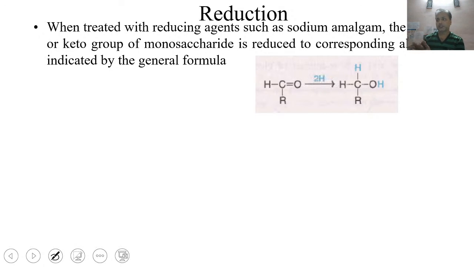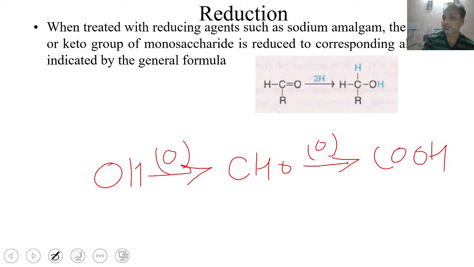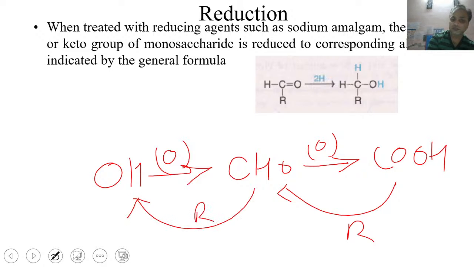The second important characteristic feature of the monosaccharides is their reduction. Again, in glucose we had an OH group. I had told you that if you oxidize this one, you will get an aldehyde, and if the aldehyde is oxidized, you will get COOH. Now this will give you this one by reduction, and this will give you that by reduction. Now in glucose, either you have an aldehyde or you have an alcohol.